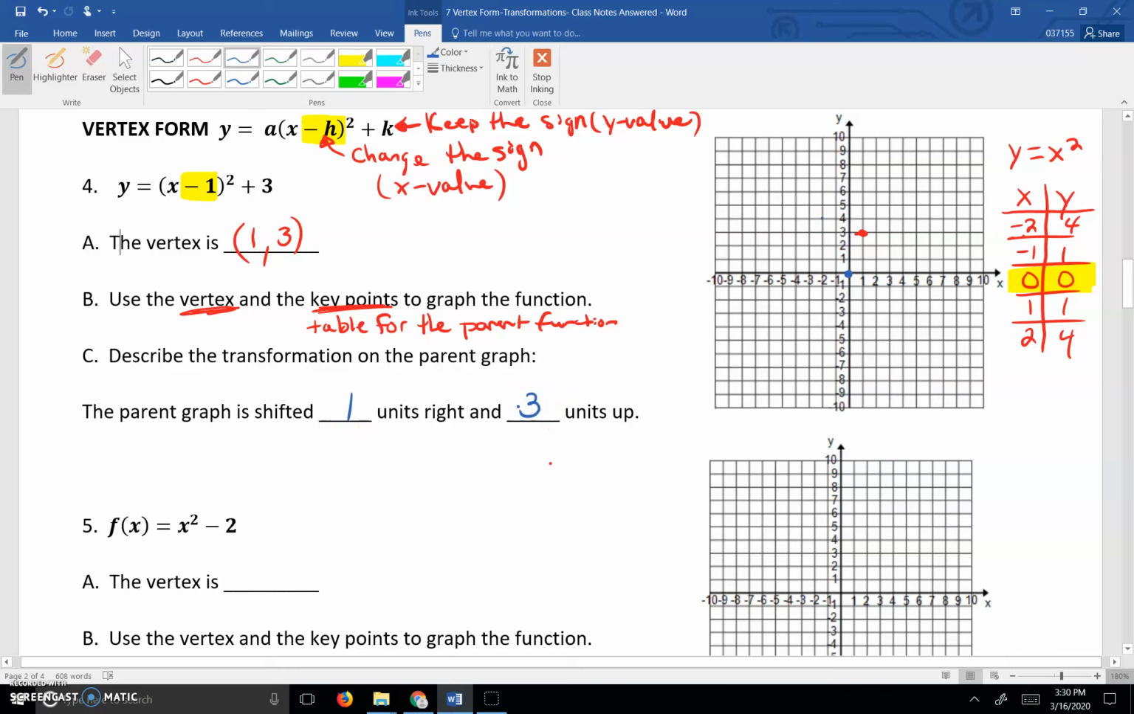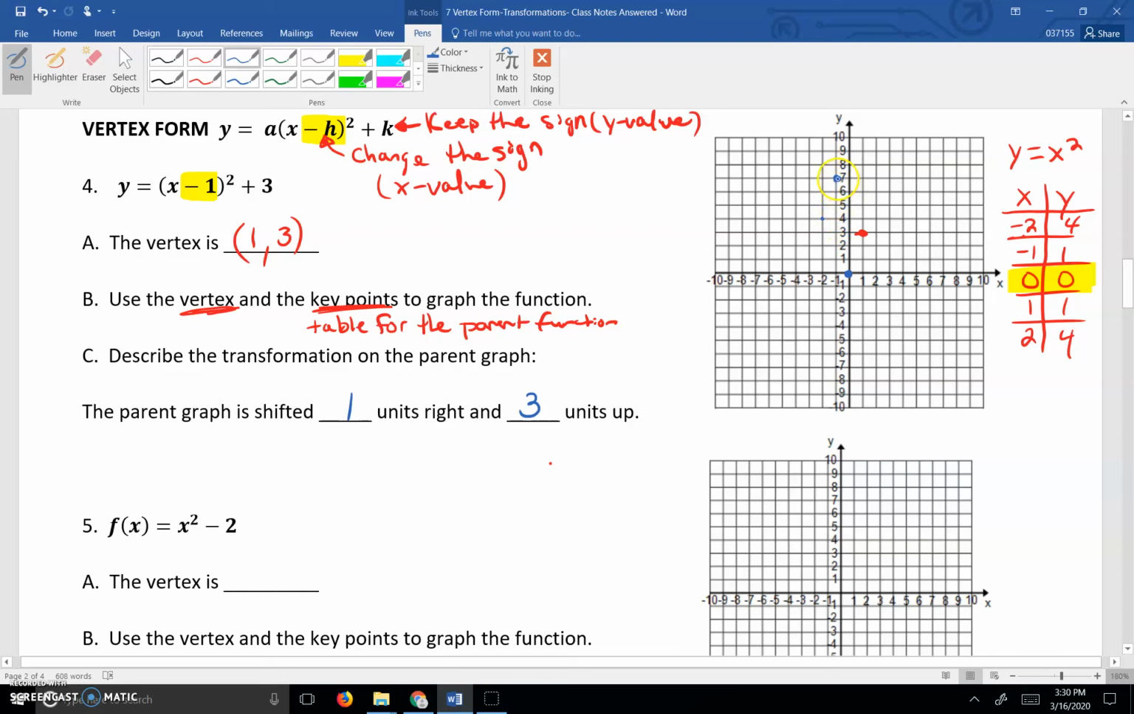So that's my answer to part C. Describe the transformation of the parent function. The parent function is going to move 1 unit to the right and 3 units up. So every point on that parent function has to move the same distance. So if I look, I started at negative 2, 4 with my first point. So that's negative 2, 4 right here. I'm going to take that point, move it 1 space to the right, and up 1, 2, 3 spaces. So my new point is here at negative 1, positive 7.